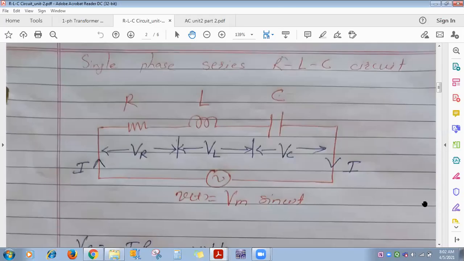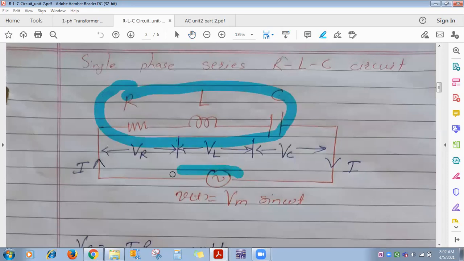Yes, ma'am. Okay. Series RLC circuit. In the previous lecture, we finished with RC. Today, we are going to start with RLC. Resistance, inductor, and capacitor are connected in series across a single phase AC voltage V of t equals Vm sin omega t.